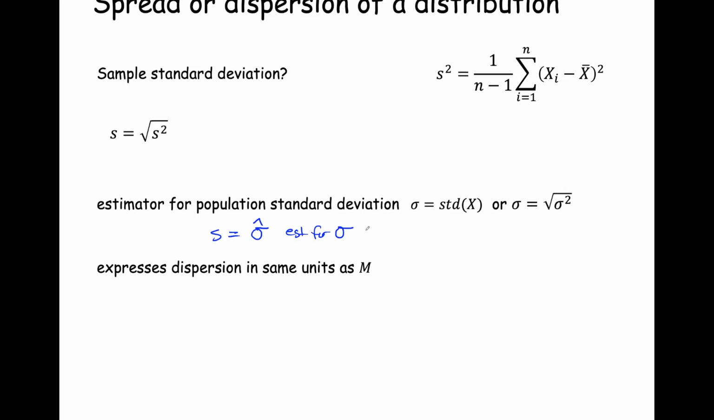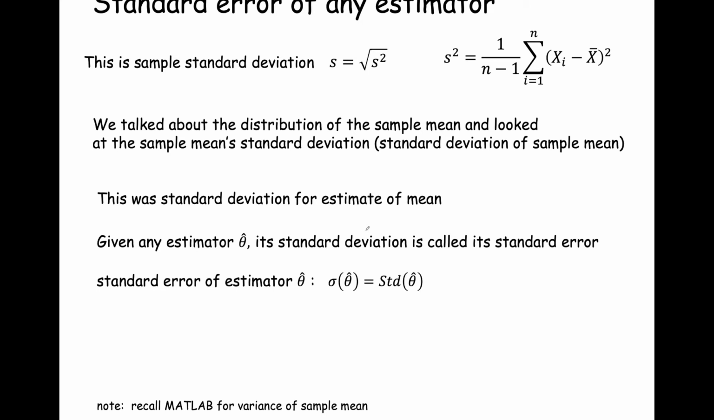Okay. And so this sample standard deviation is going to express the dispersion of your sample that you've measured in the same units as the measurements. And so this sample standard deviation does the same thing as the population standard deviation. It remedies the fact that the units are squared when you have the variance term. Okay. So we talked about the distribution of the sample mean previously, and we looked at its standard deviation. We call that standard error. And if you have any statistic, any estimator, theta hat, its standard deviation is called its standard error.